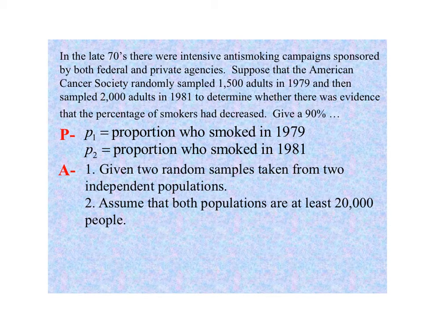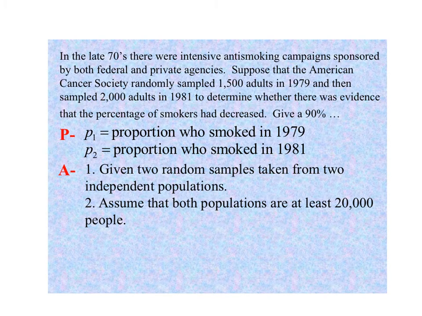Okay, and so on your handout you have the table there, and it has the data for the 2 years. It has the sample size and the number of people who smoked. Okay, and it says for 3A, give a 90% confidence interval for the difference between the proportion of smokers in 1979 and the proportion of smokers in 1981. Okay, and so we're going to use PANIC, the acronym again. And so the first letter of PANIC is for parameter.